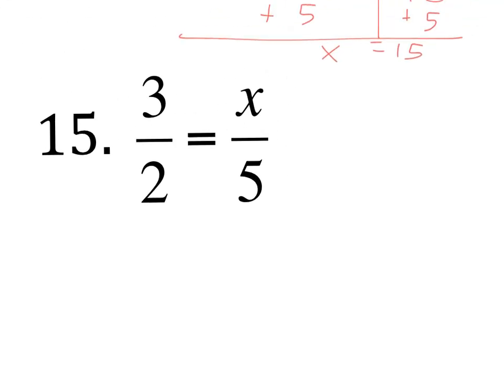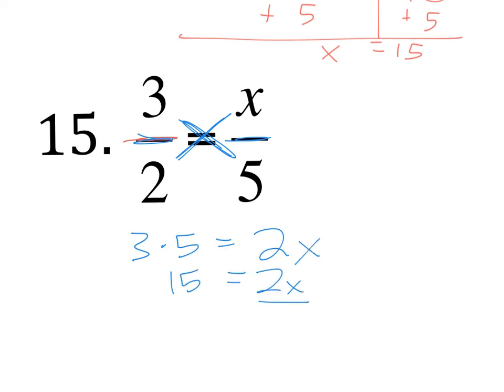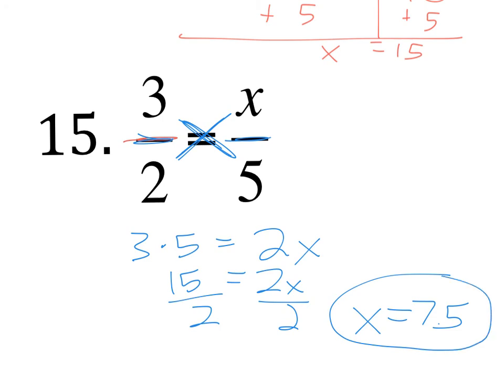Moving on, almost done. 15. A couple ways you can think about it. The way that I would probably recommend is remembering that when you have a fraction equal to a fraction, you can use cross products. So 3 times 5 is equal to 2 times x. Or 15 is equal to 2x. Divide both sides by 2. X is equal to 7.5. Forgot to circle this answer. My bad.